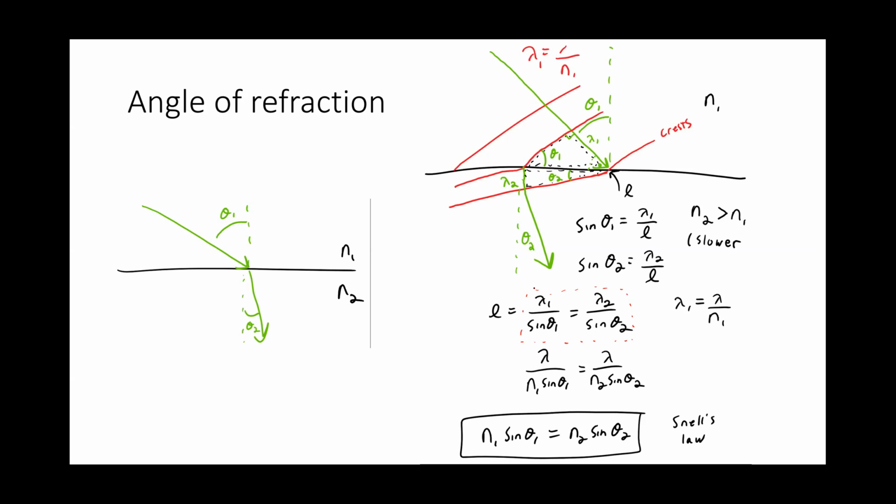If I know the index of refraction, I can write each of these wavelengths in terms of the vacuum wavelength divided by the index of refraction, which means the vacuum wavelength is going to cancel out, and I'm going to be left with the index of refraction on side 1 times the sine of the incident angle equal to the index of refraction in the second medium times the sine of that angle. So this is where Snell's law comes from. And the idea is that if a wave is approaching a medium in which it's going to slow down, the wave velocity is going to bend towards that normal. If it's going from slower to faster, it's going to bend away from that normal.